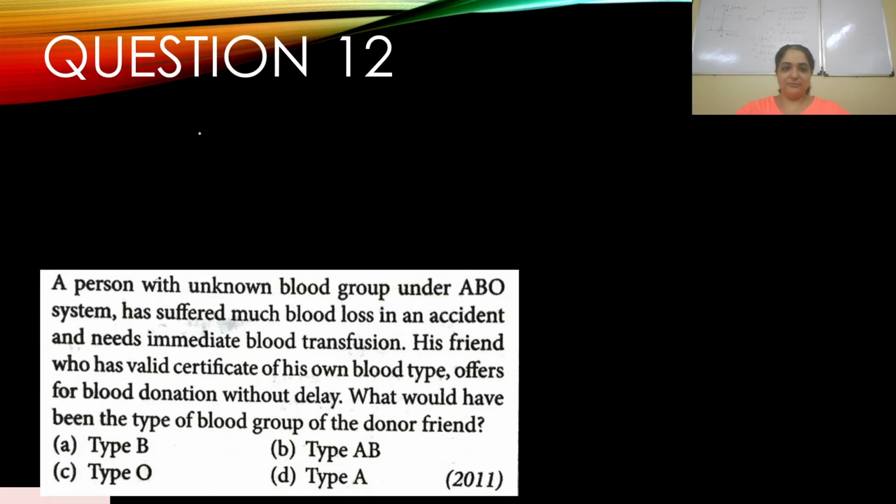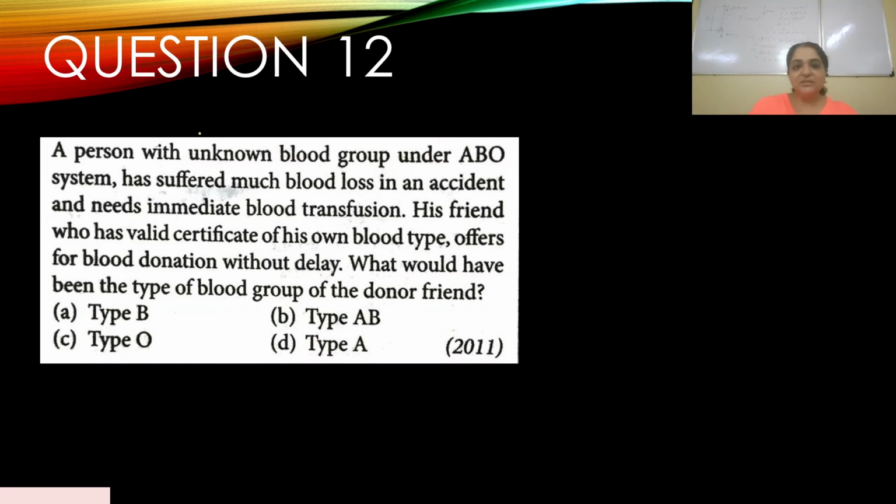Question number 12. A person with unknown blood, again a blood group question. You remember the table, we've already seen it twice. A person with unknown blood group under ABO system has suffered much blood loss in an accident and needs immediate blood transfusion. So they've given you a situation here. His friend, who has a valid certificate of his own blood type, offers for blood donation without delay. What would have been the type of blood group of the donor friend? Again, pause the video and write down your answer and then come back.